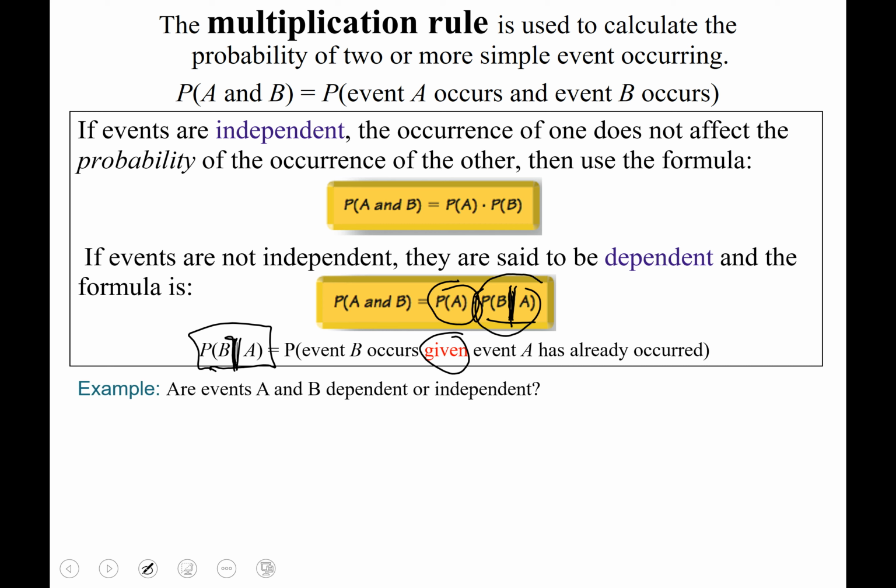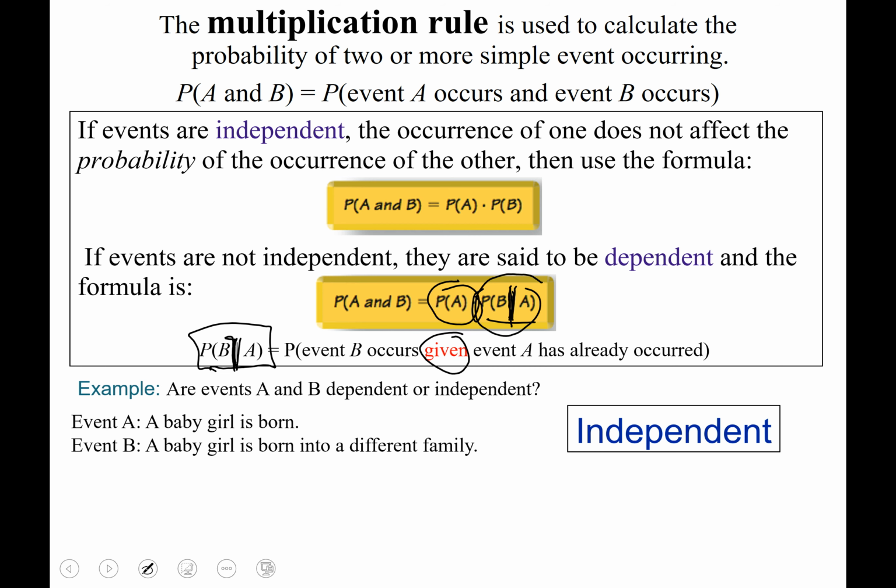All right, how do you decide if two events are dependent or independent? Well, let's try this example. Event A, a baby girl is born. Event B, a baby girl is born into a different family. Do you think these events are dependent or independent of each other? If you said independent, you're correct. This baby being born, they had a 1 in 2 chance of it being a girl. And if that baby was already born, it does not change the probability that another family has a 1 in 2 chance of a baby girl.